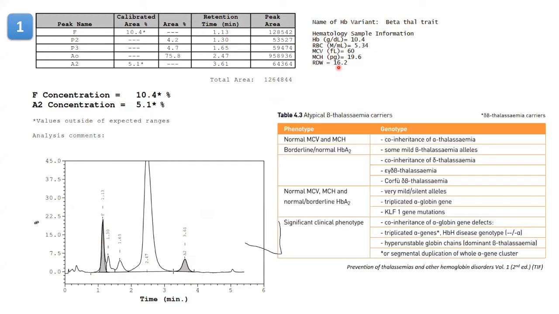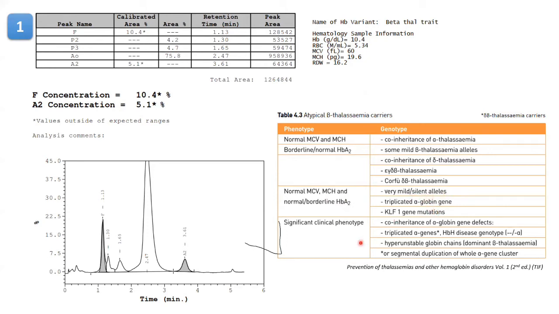So there can be some situations where the whole picture may not be classical of beta thalassemia trait. There may be cases where the MCV may be normal, red cell indices may be normal, but the A2 will be elevated. This can happen in case of co-inheritance with alpha thalassemia, or cases where there is borderline or normal hemoglobin A2 with thalassemia-like red cell indices. This can be in some mild beta thalassemia alleles, co-inheritance of delta thalassemia. Then there can be rare conditions where everything will be normal with borderline hemoglobin A2. This can happen with alpha gene triplications or very mild or silent alleles.